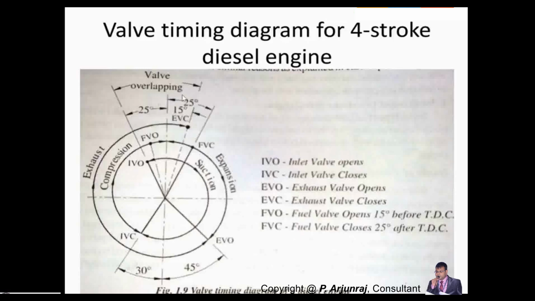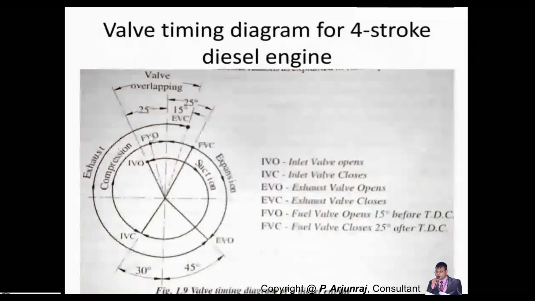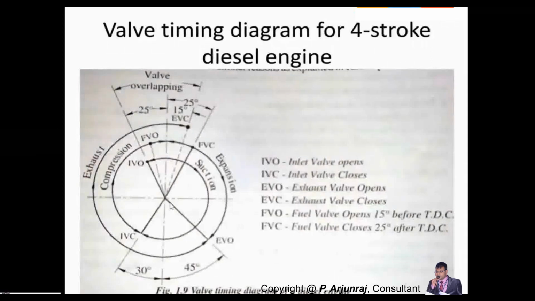There is one more very important term called valve overlapping. So what is valve overlapping? This is the inlet valve opening, which will happen before top dead center, and this is the exhaust valve closing, which is nothing but the end of exhaust valve closing. Once the exhaust valve closing is over, again the inlet valve opens. This process repeats.